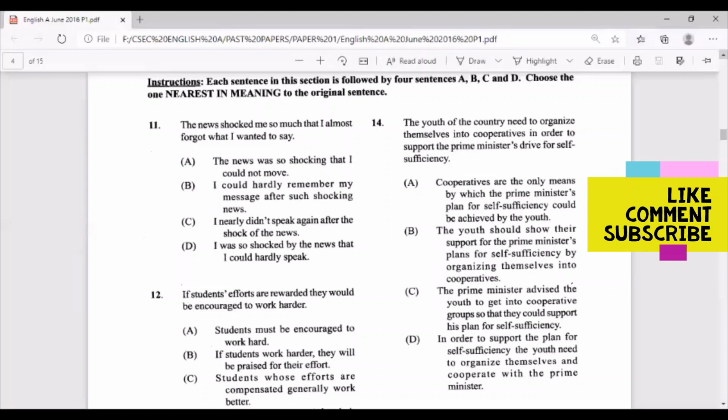D, in order to support the plan for self-sufficiency, the youth need to organize themselves and cooperate with the Prime Minister. Okay, so it said they would organize themselves into cooperatives, not organize themselves and cooperate with the Prime Minister. So this one is clearly off, and so we're gonna go with B. So remember, they need to do this organization because that's how they will show their support, and so that's what we're saying. Good. B is our final answer.